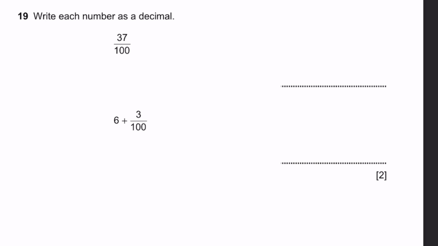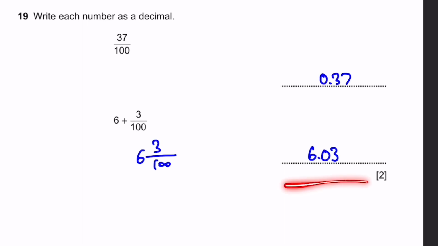Question 19. Write each number as a decimal. 37 by 100 is 0.37. 6 plus 3 by 100 is 6.03. Because 6 plus 3 by 100 is 6, 3 by 100. And we can simplify that to this decimal number.